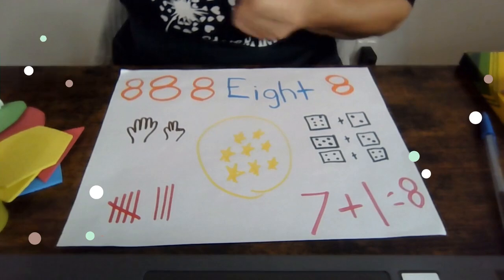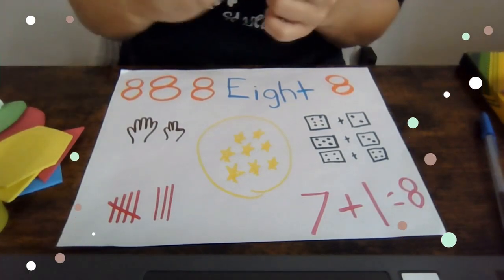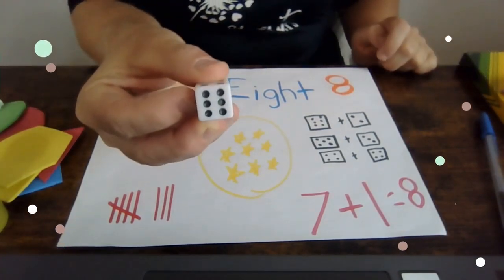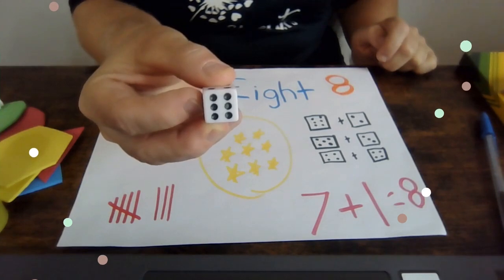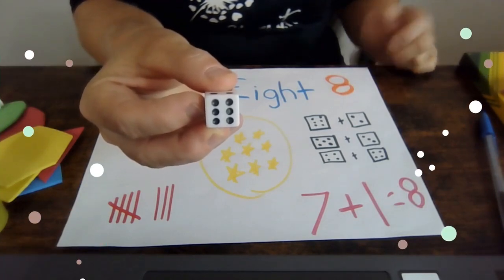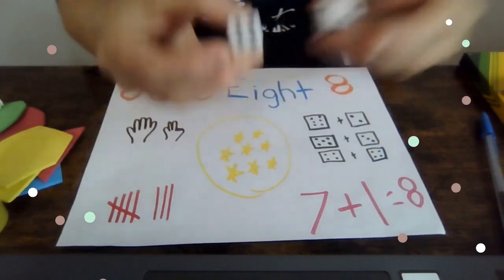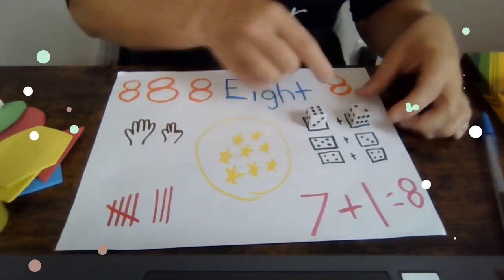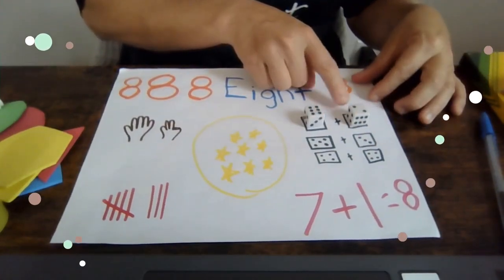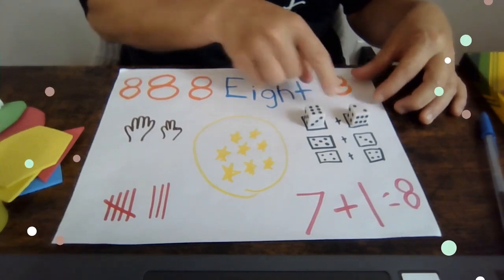So let's have a little look. The highest we can go is 6. How many more do we need to make 8 from 6? 6, 7, 8. So I drew 6 plus a 2 and a 2 is 8.